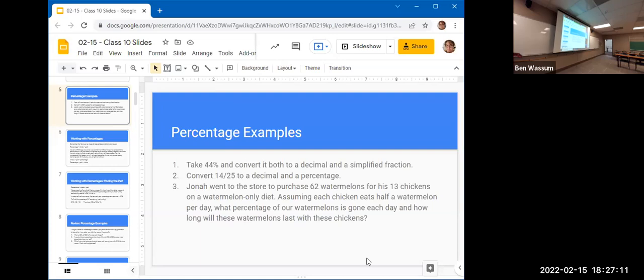Let me write down some of our necessary pieces of information. We have 62 watermelons. We have 13 chickens. And each chicken eats half a watermelon per day. Then we're asked what percentage is gone each day. And how long will they last?